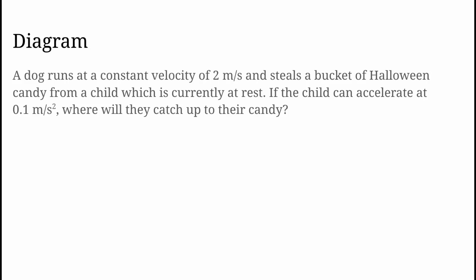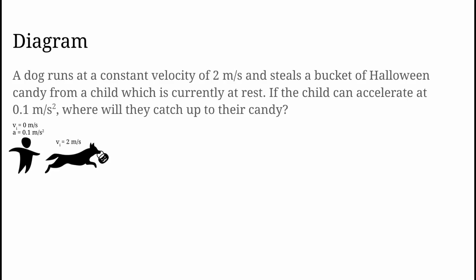So the first problem has a dog running at a constant velocity and steals a bucket of Halloween candy from a child mid-stride. If the child can accelerate at a certain acceleration, where will they catch up to their candy? And so to draw a diagram, I've got the beginning of the situation when the dog takes the candy, and we can write those values that we've got from the problem around these things.